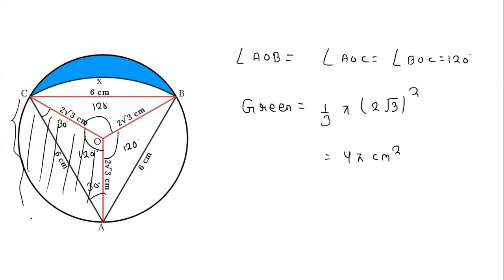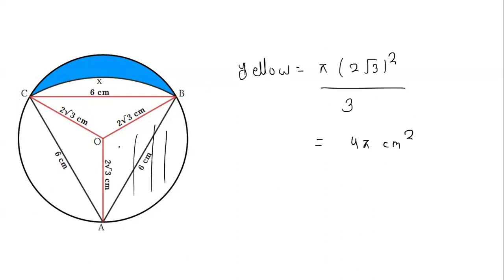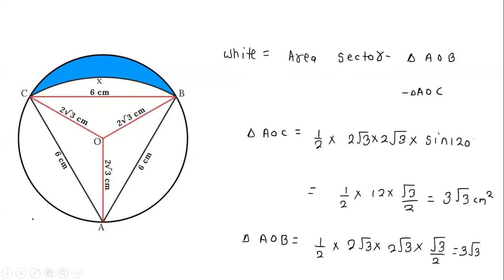So this sector area is simply 1/3 of the whole circle area, which is 4 pi centimeter square, and this is also the same because this part and this part are exactly the same. So this yellow area is also 4 pi centimeter square. So now the remaining thing is this white area. How can we calculate this white area?